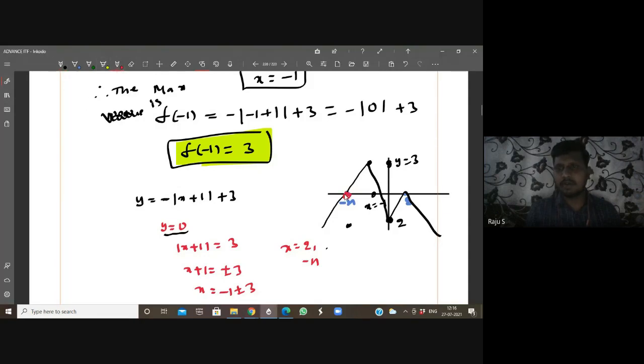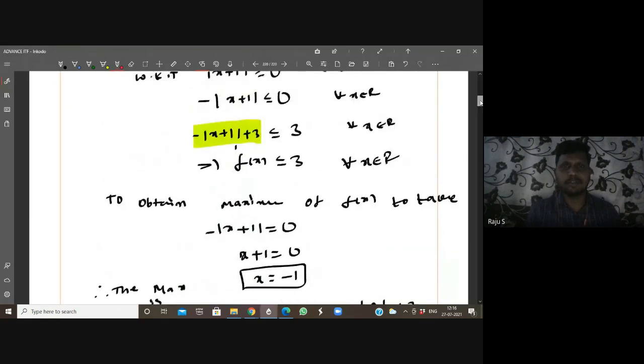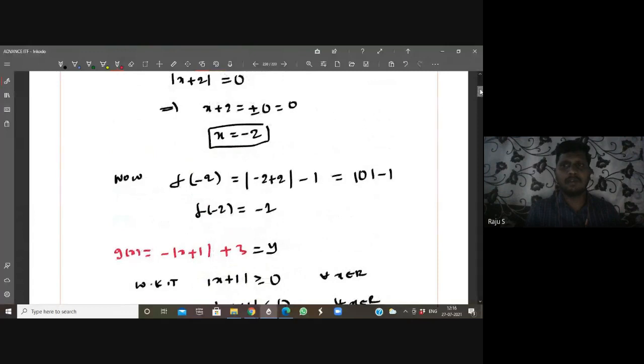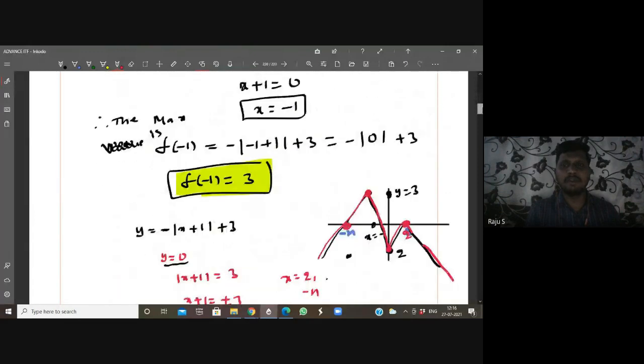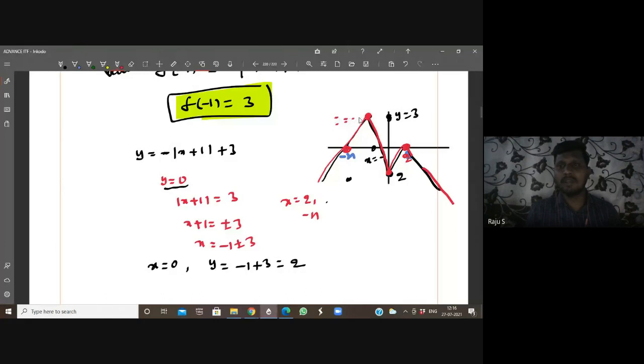So the intersection on x-axis is at -4 and 2. The intersection point on y-axis is 2. So like this, it will tend to maximum. It will reach 3, and then it comes down like this. Clear, students? This is the graphical representation. Graphical representation is not required here. So here also we got the maximum value of the function is 3 alone. The minimum value tends to minus infinity.